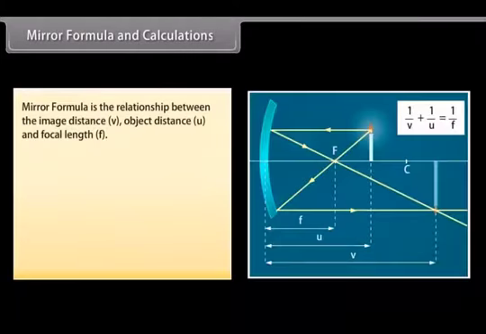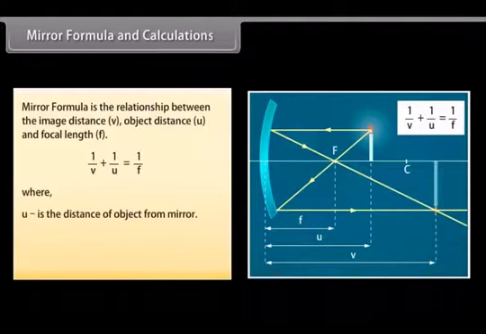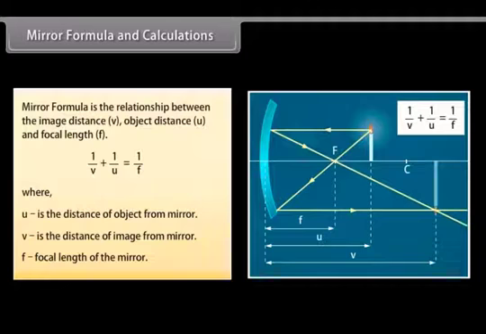Mirror formula and calculations. The mirror formula is the relationship between the image distance v, object distance u, and focal length f. 1/v + 1/u = 1/f, where u is the distance of the object from the mirror, v is the distance of the image from the mirror, and f is the focal length of the mirror.